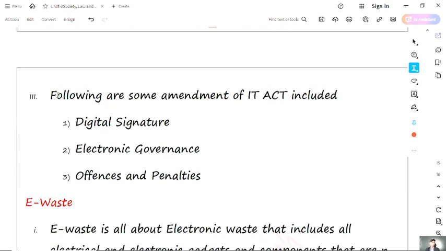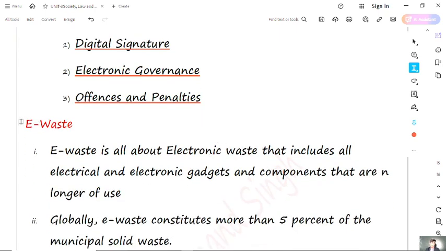Now, the following are some amendments included in the IT Act. There are some amendments that have been done here. First is digital signature. Second, electronic governance. Third is offenses and penalties. These are added here.